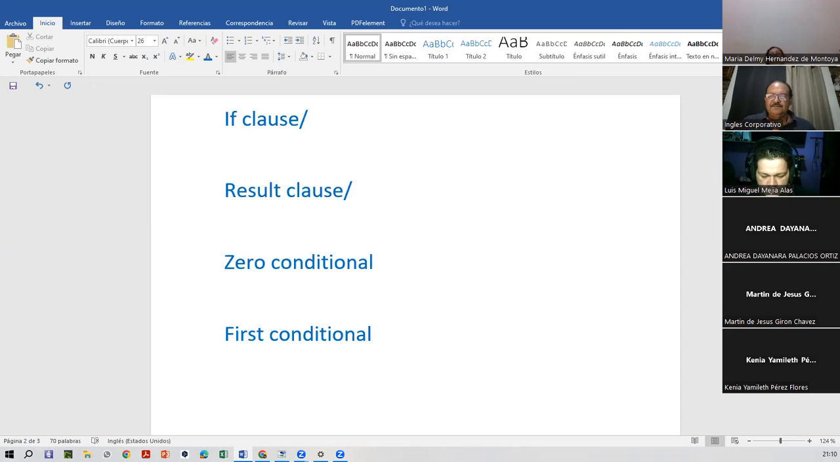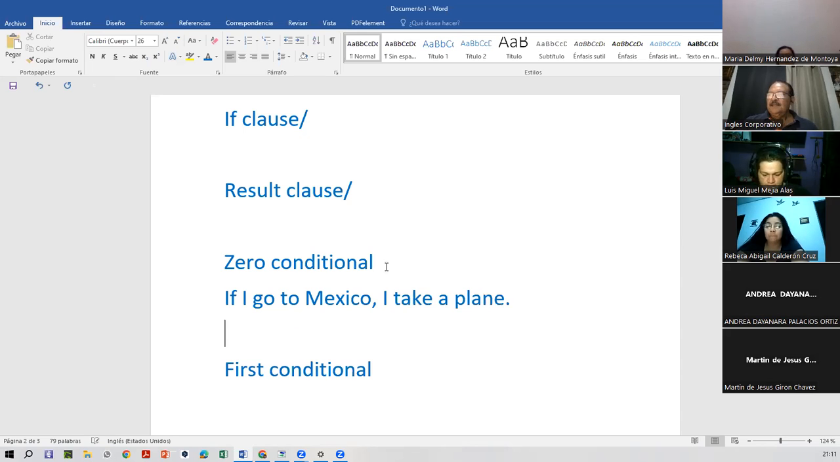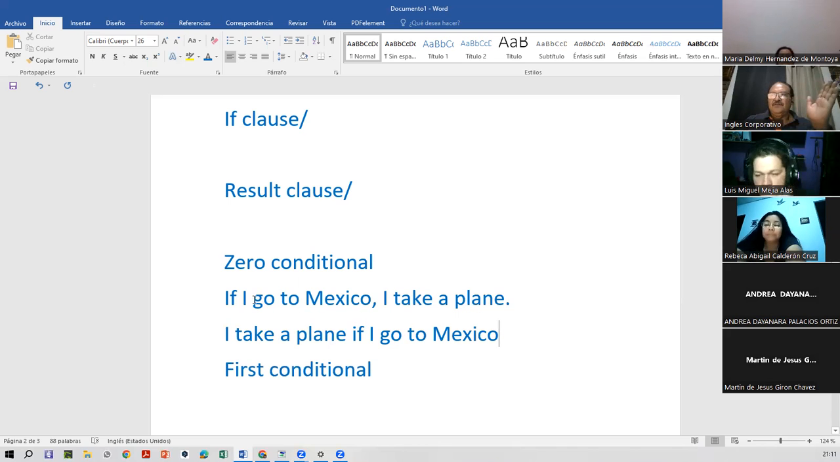For example, in this one, if you see, if I go to Mexico, I fly. I take a plane better. I don't want to sound like Superman. Okay, I take a plane. If I go to Mexico. So you can swap, you can switch. If I go second, or if I go first.